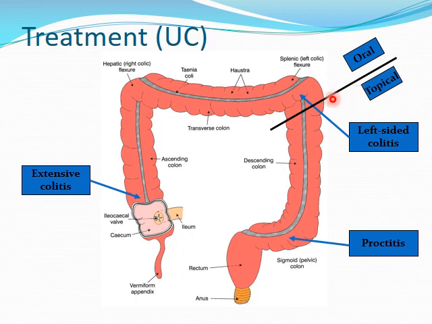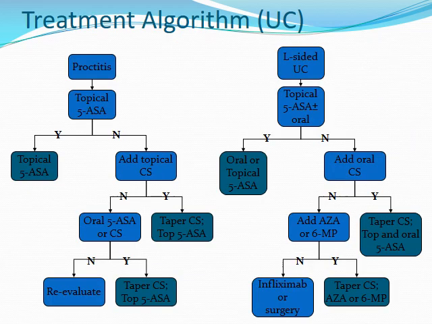If it's just a left-sided colitis, you can get away with using a topical product, like some of the topical corticosteroids or the aminosalicylic acid products. But on the other hand, if it's going to be more diffuse, then oral options are going to be the best thing there. And in Crohn's disease, because it is so disseminated, that's going to be more oral options. There's really no topical products you can utilize for Crohn's.